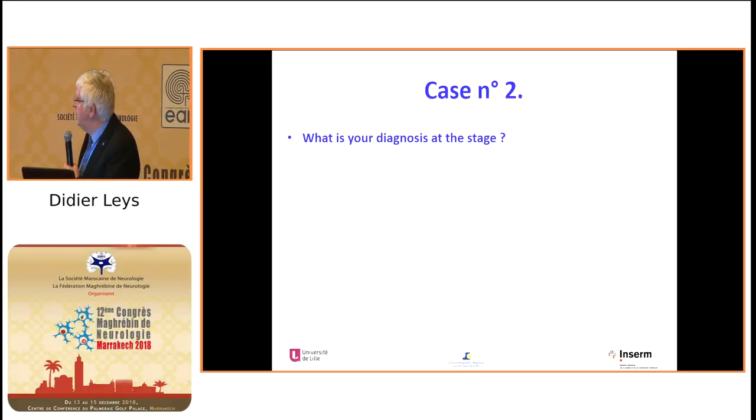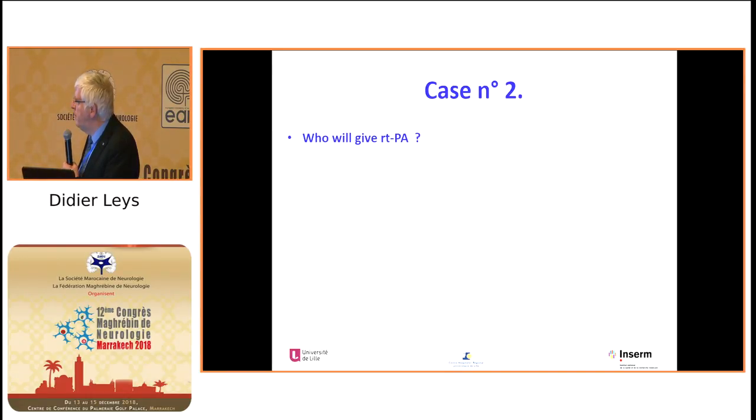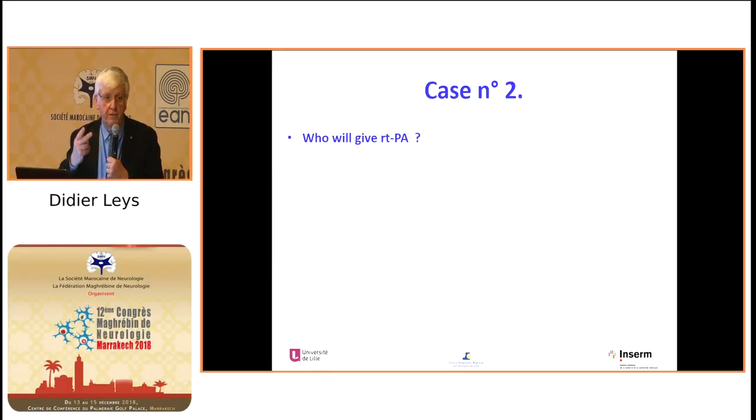What time? I think it was 9:46, and it started a little bit more than 2 hours before. So who will give TPA? There are 2 reasons for that. First, there is a seizure, and if you look at the old recommendations, it was not recommended to give TPA even in case of stroke if there was a seizure, because it was an exclusion criterion in trials, so it was a contraindication.